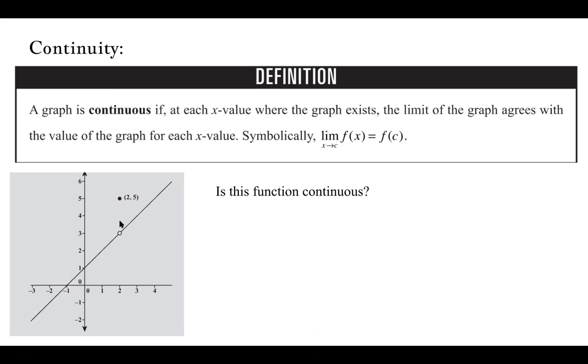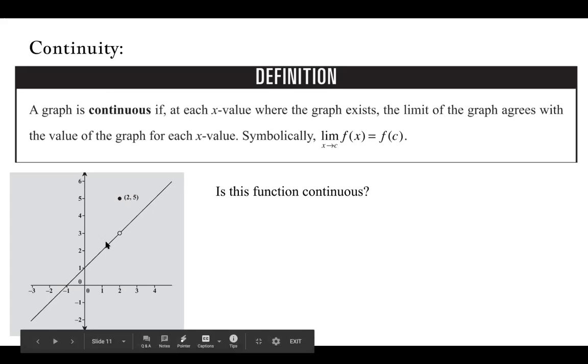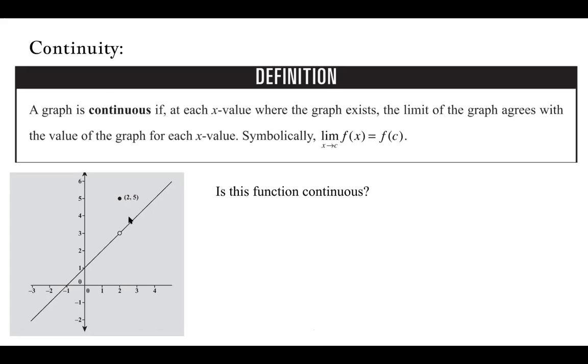And we can see this graphically, but symbolically, it says the limit has to be equal to the value. So what is the limit of this function as x is approaching 2? Well, from both sides, it is actually approaching 3. So the limit as x approaches 2 is 3, but what is the value of f of 2? It's actually equal to 5. And this value is not equal to the limit, so this would mean that it is not continuous.